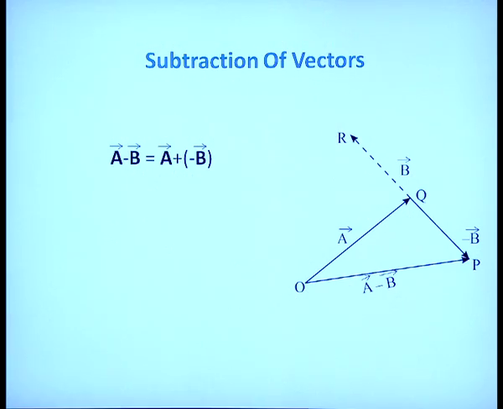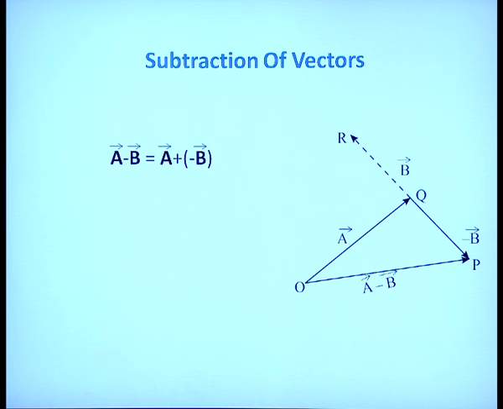Now, how can we subtract two vectors? If A and B are two vectors and we have to find A minus B, as you can see on your screen, A vector minus B vector equals, we can write, A vector plus minus of B vector. So, you can find it using the triangle law.